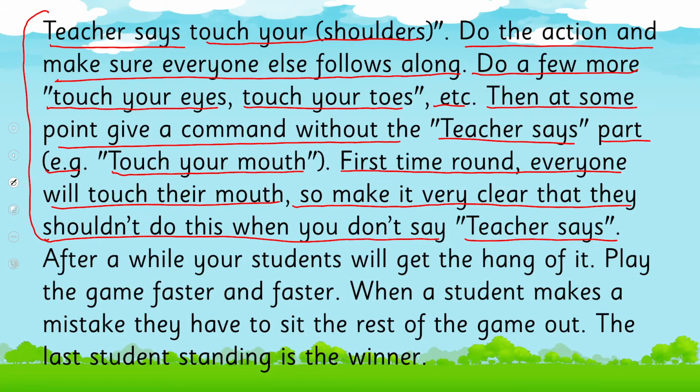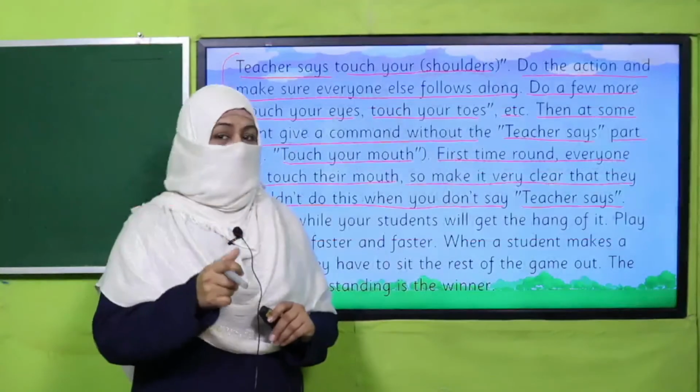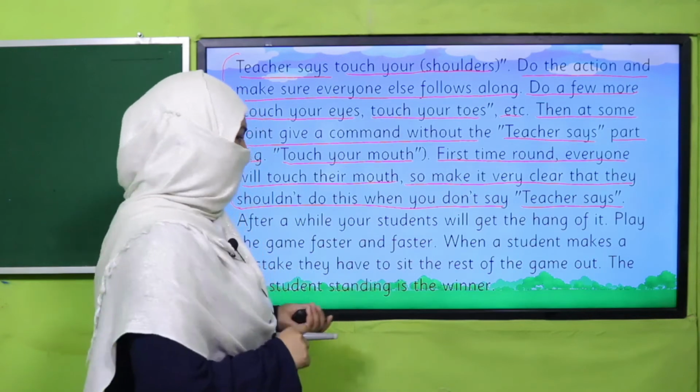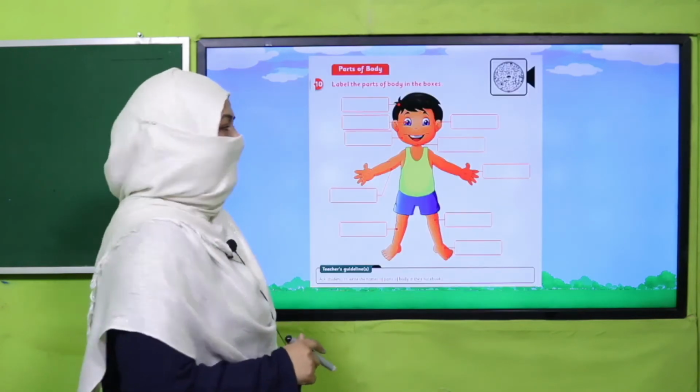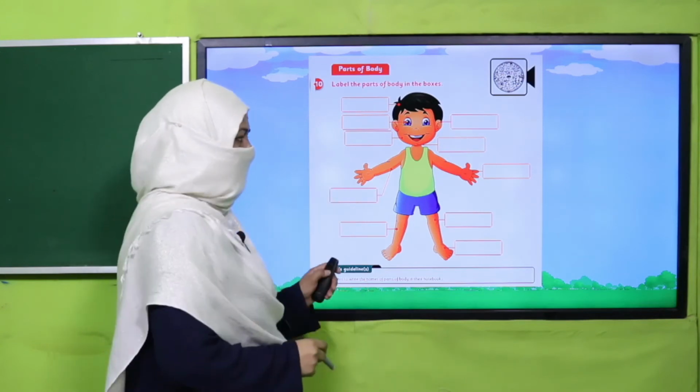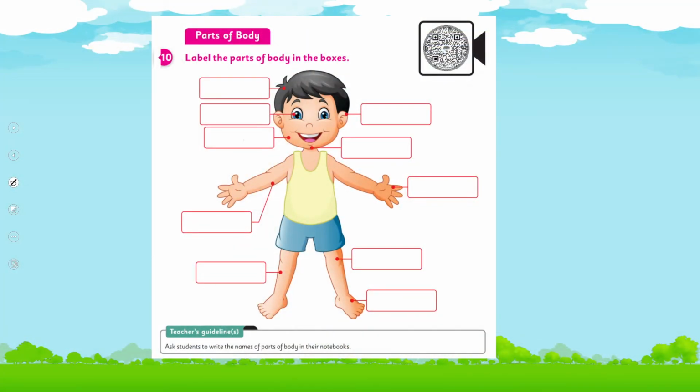Yes, my dear students, all of you are done. Good job. I can see you are excited. All of you settle down, sit down, and it's time to practice from your book. Now, you will label the parts of body here. This is a picture. You will identify and write what part of body this is. You will write their names in the box. So pause the video, complete this exercise in your book, and then come back.